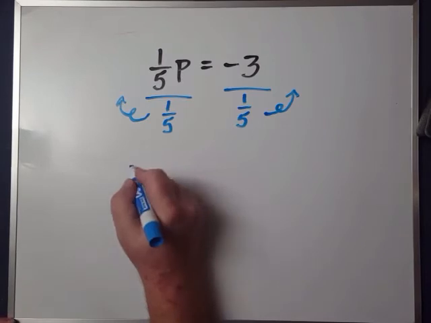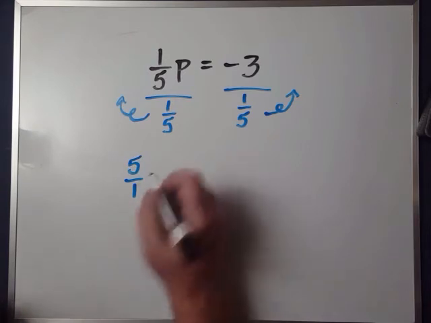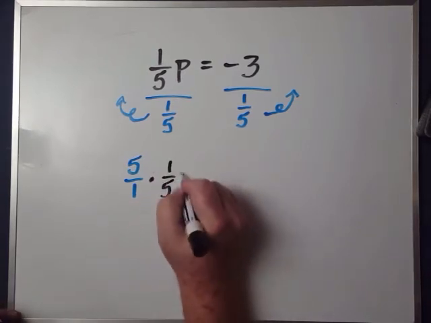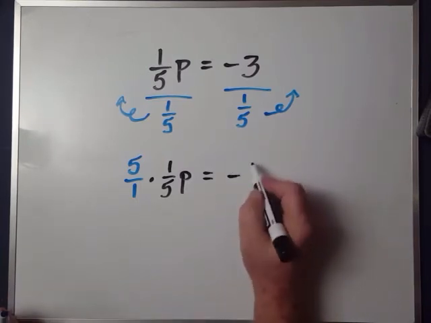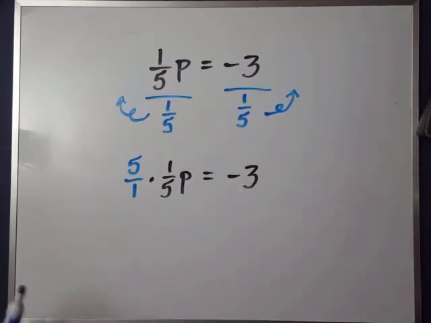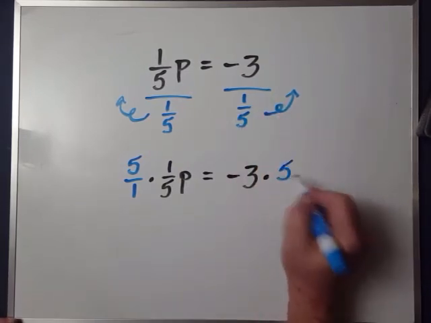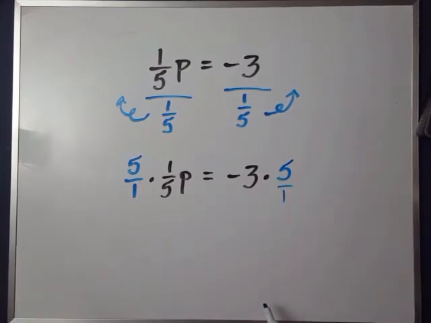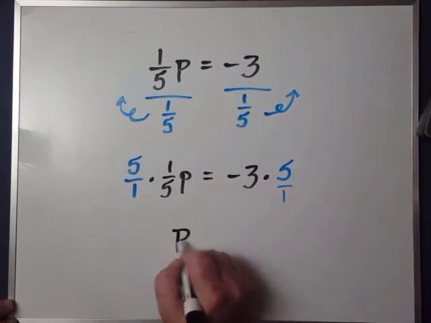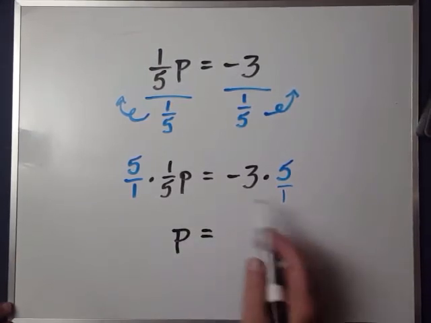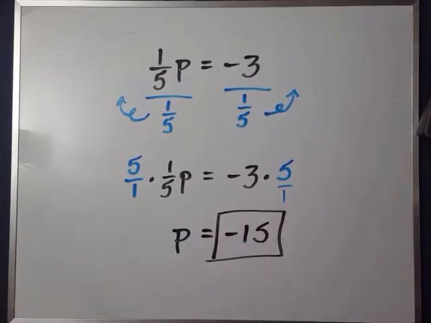So this actually becomes 5 over 1, if you want to write it, times the 1/5 p equals the -3 times, flipping that fraction, we get 5, or 5 over 1. Here on the left-hand side, the 5's cancel to leave just 1p, or simply p. On the right-hand side, -3 times 5 is -15. Nothing wrong with that.